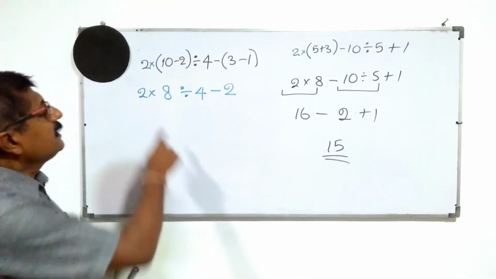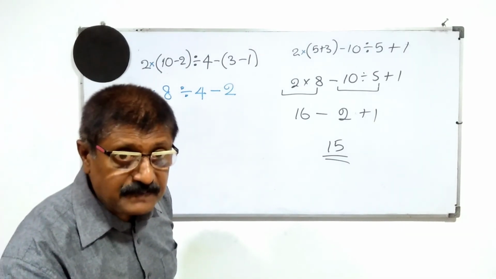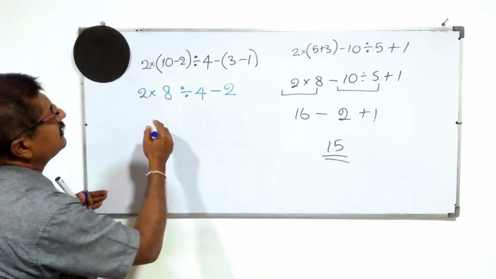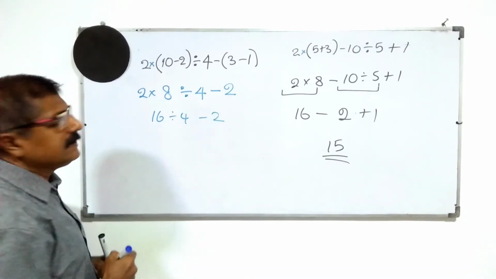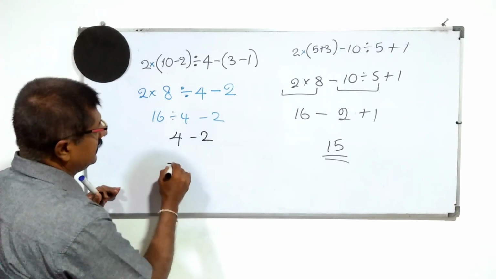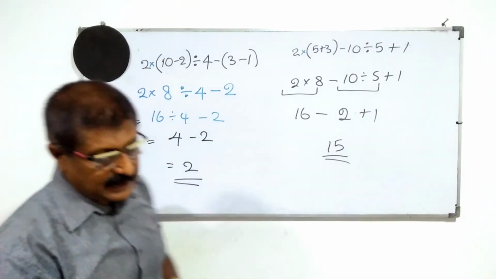Then these ones, multiplication and division family, the second priority. 2 times 8 is 16. 16 division 4 minus 2. 16 division 4 is 4. 4 minus 2 equals 2. Right. Like this you can get the answer.